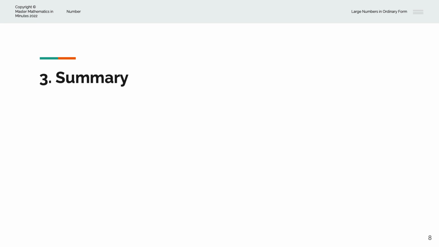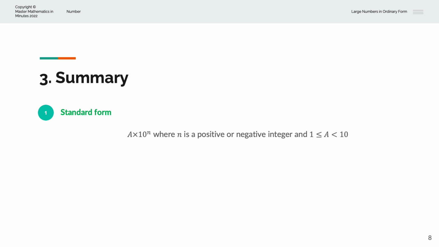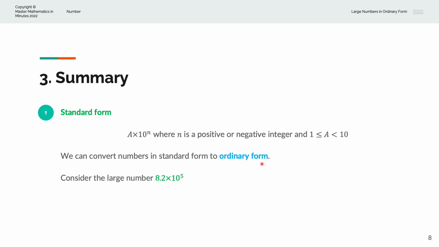To summarize, recall the definition of standard form is where we can write numbers as a multiplied by 10 to the power of n, where n is a positive or negative integer, and a is greater than or equal to 1 and less than 10. And so we can convert numbers in standard form to ordinary form. So consider the large number 8.2 times 10 to the power of 5. That is in standard form. We can rewrite that in ordinary form, and that is equal to 820,000.